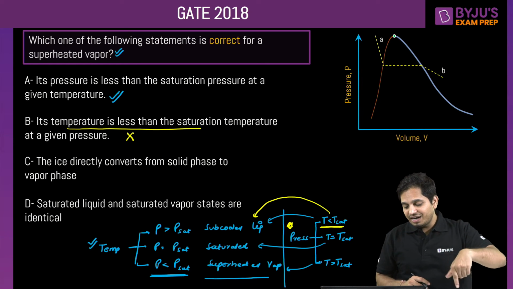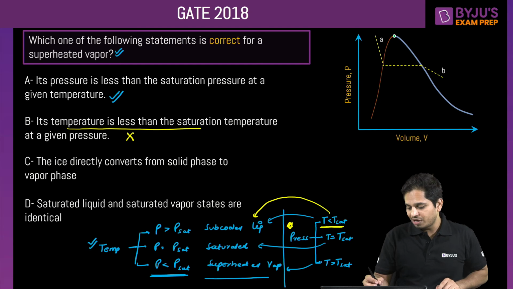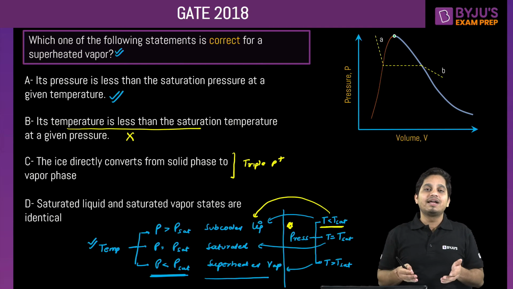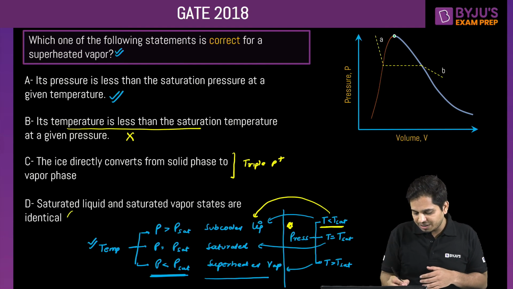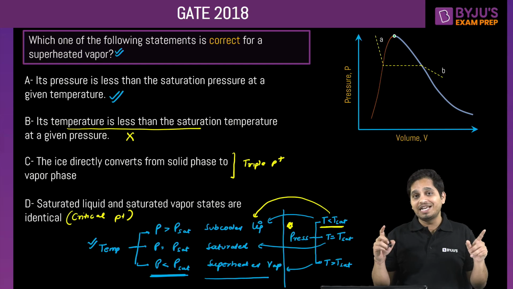Ice directly converting from solid phase to vapor phase is also not correct. This is called the triple point. Saturated liquid and saturated vapor states being identical is also not correct. This is called the critical point. Option A is correct.